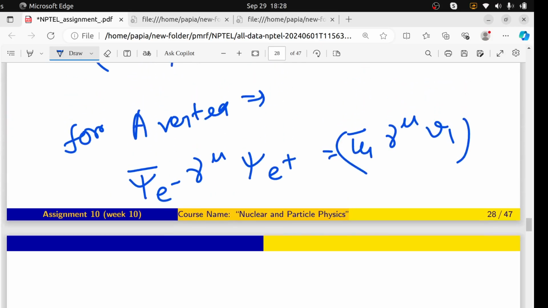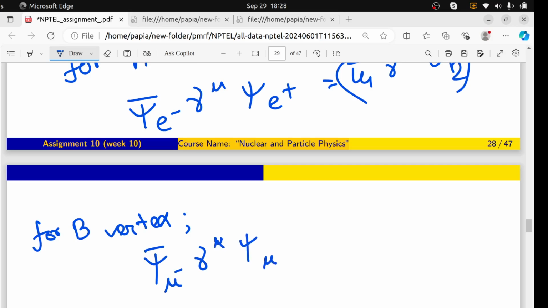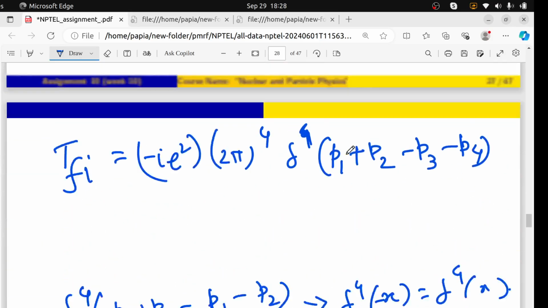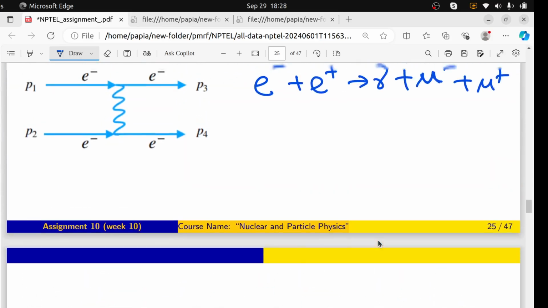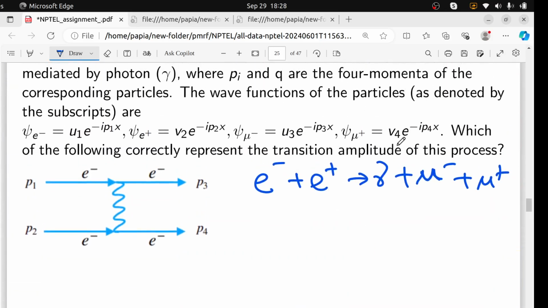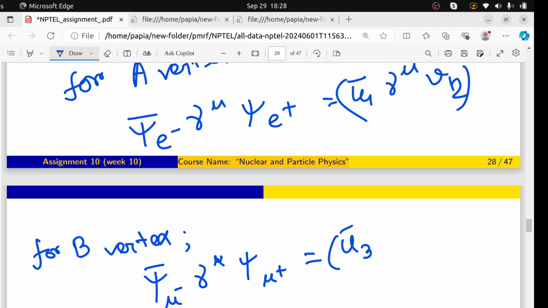Actually V2, sorry, it will be V2. Yes, so that is for the A vertex. Now what will happen for the B vertex? This will be simply mu minus, bar gamma mu psi mu plus. So again it will be similar: mu minus, B gamma mu, mu plus. So mu minus has U3 and V4, so it will be like U3 bar gamma mu V4.